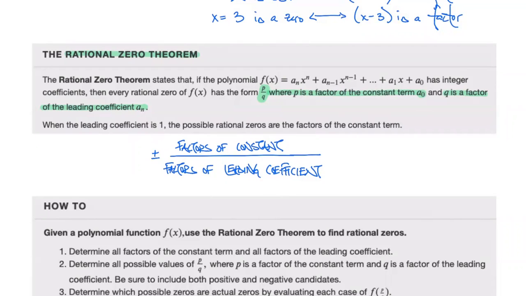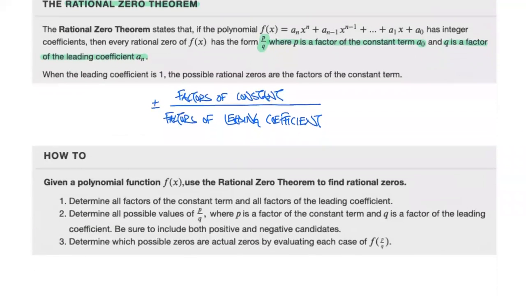And again, this rational zero theorem is like a narrowing down list. Instead of choosing from all of the possible numbers, we're only choosing to look at the ones that are factors of the constant over factors of the leading coefficient.